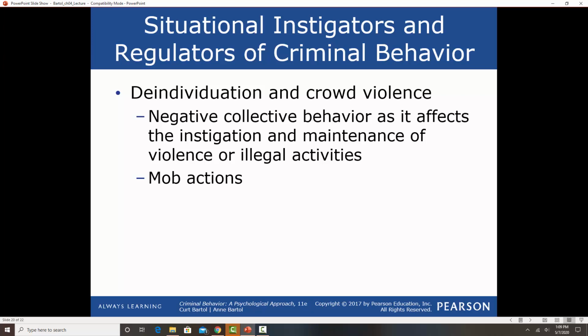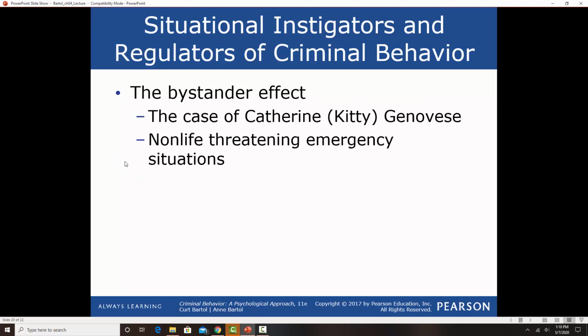With de-individuation and crowd violence, again, it's just the idea that we get into these settings, these situational factors where we can kind of blend in with the crowd, and we don't feel like we're being looked at individually. There's 100 people, so nobody's looking at us individually, so we don't feel like our behavior can be checked. And it could explain why we see people that would never act violent throw things in riots, or break things in riots, or set things on fire, where they have never done anything like that in their whole life.